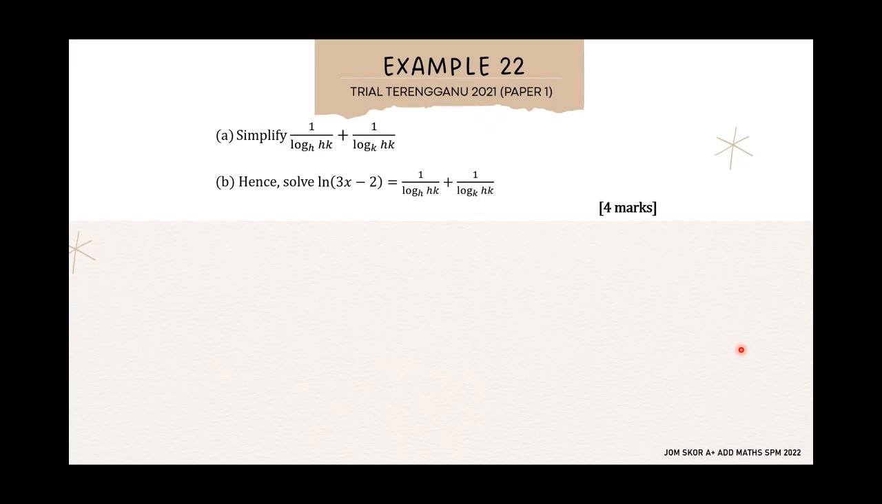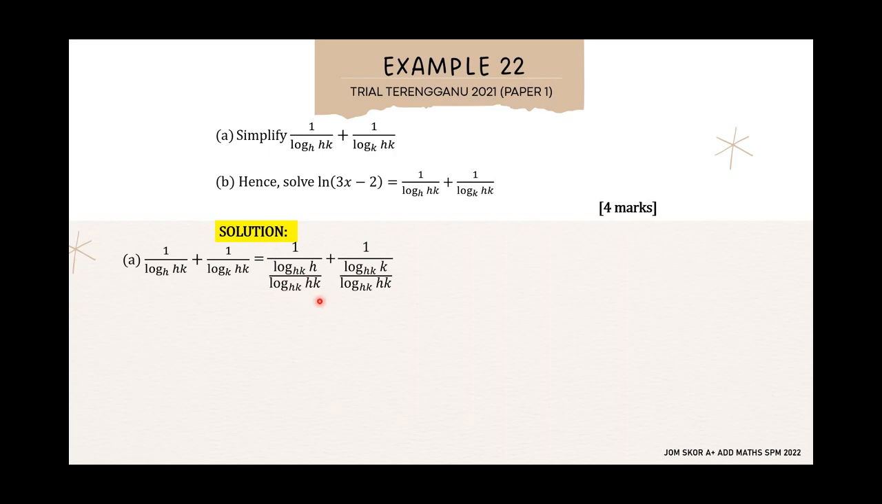Okay, seterusnya example number 2. Simplify 1 over log H base HK plus 1 over log K base HK. Okay. Hint of the question adalah, kita tahu dekat sini kita ada base yang berbeza. So, first thing first adalah kita kena tukar kepada base yang sama. Right, sebab pada solution, kita nak ubah kepada log base HK. Nak pakai HK kat sini.